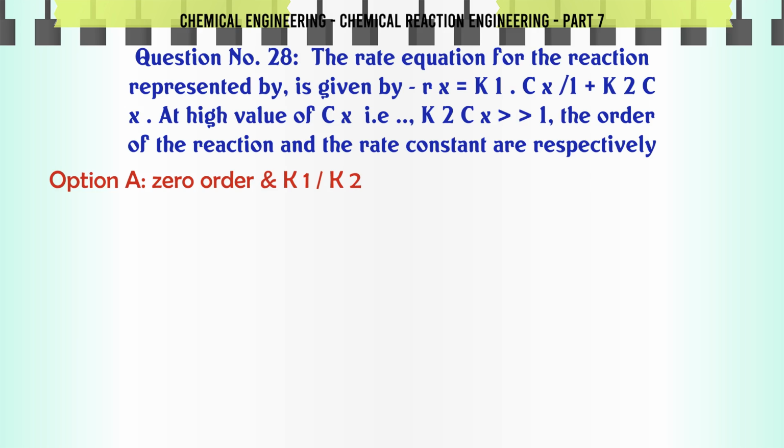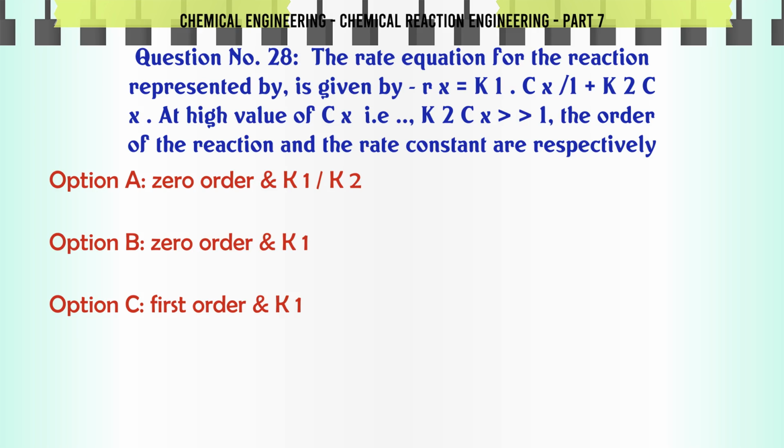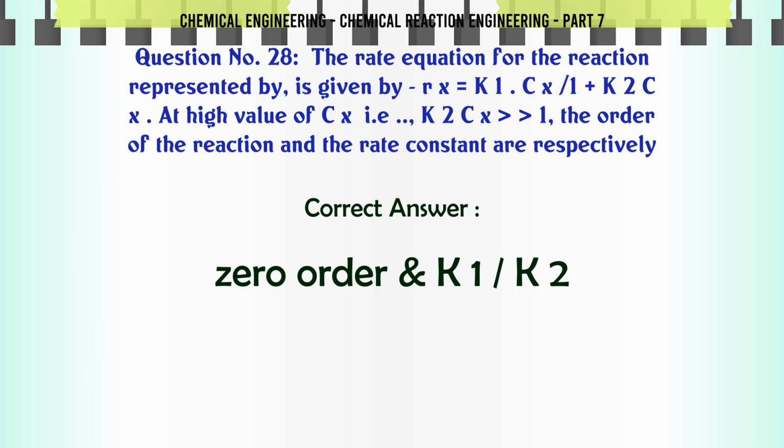The rate equation for the reaction is given by r_X = k1 C_X / (1 + k2 C_X). At high value of C_X, i.e. k2 C_X >> 1, the order of the reaction and the rate constant are respectively: A, 0 order, k1/k2. B, 0 order, k1. C, first order, k1. D, first order, k1/k2. The correct answer is: 0 order, k1/k2.